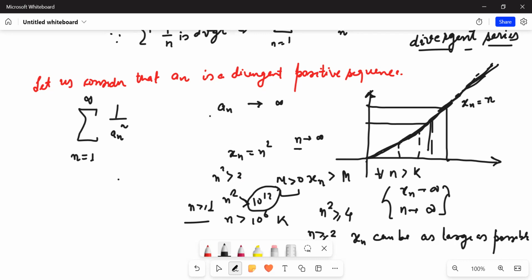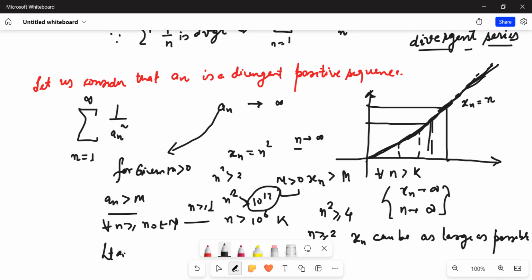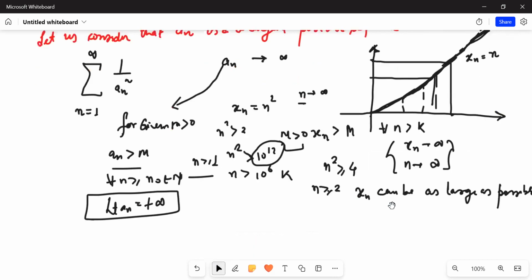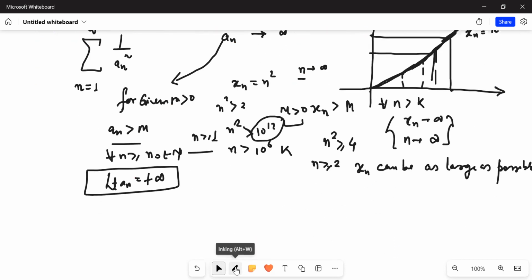So for every given m greater than 0, an is greater than m for all n greater than or equal to some n naught. If that is the case, only then can I write that limit an goes towards plus infinity, diverges towards plus infinity. So an diverging towards infinity implies that for given m, an is greater than m, and I should be able to produce this n naught. So an greater than m for all n greater than or equal to n naught means that limit an is tending towards plus infinity.